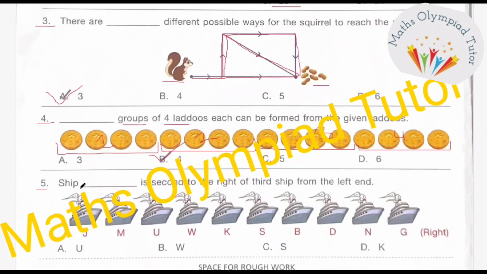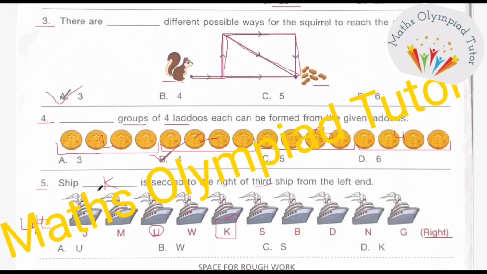Question 5 says ship dash is second to the right of third ship from the left end. So we have to find which ship would be second to the right of the third ship from the left end. It is mentioned here it is right end, so this should be left end. This is our left end. So now it says we have to find third ship from the left end, which is 1 2 3. This U ship is the third ship from the left end. Now it says second to the right of this ship. So it is first ship to the right, and this is second ship to the right. So here the ship K should be our answer like this.